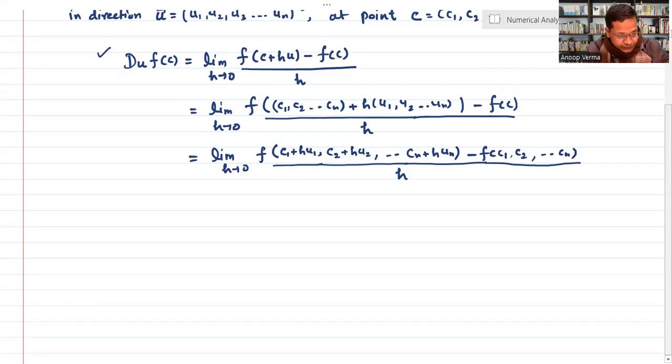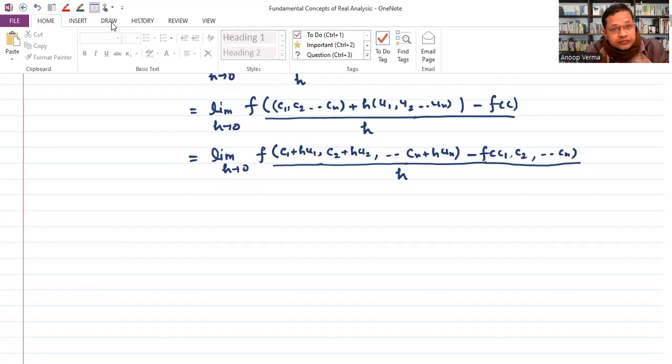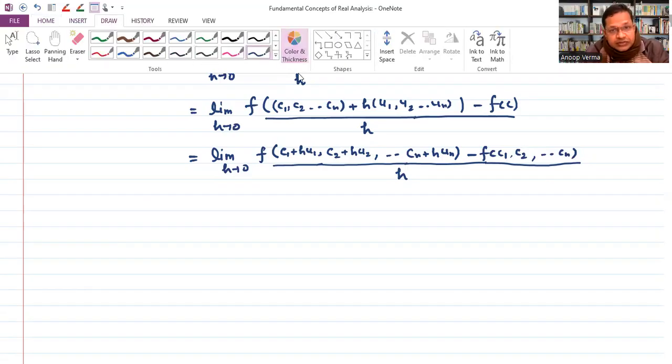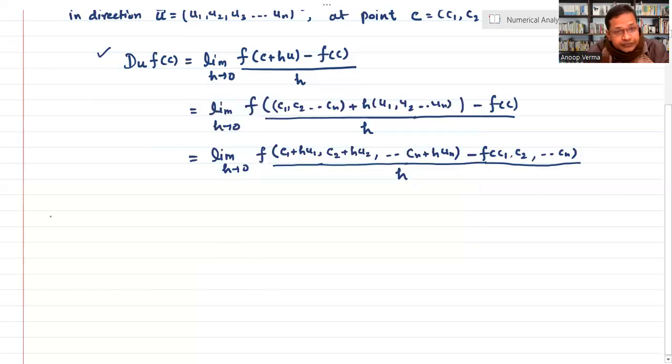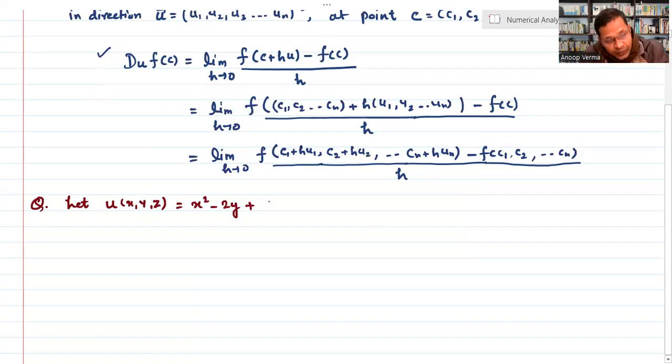Okay, so let's do an example, a problem from the GATE exam. Question is this. Let u(x, y, z), a function of three variables, be defined as x squared minus 2y plus 4z squared. They asked this in the examination for a three-variable function.